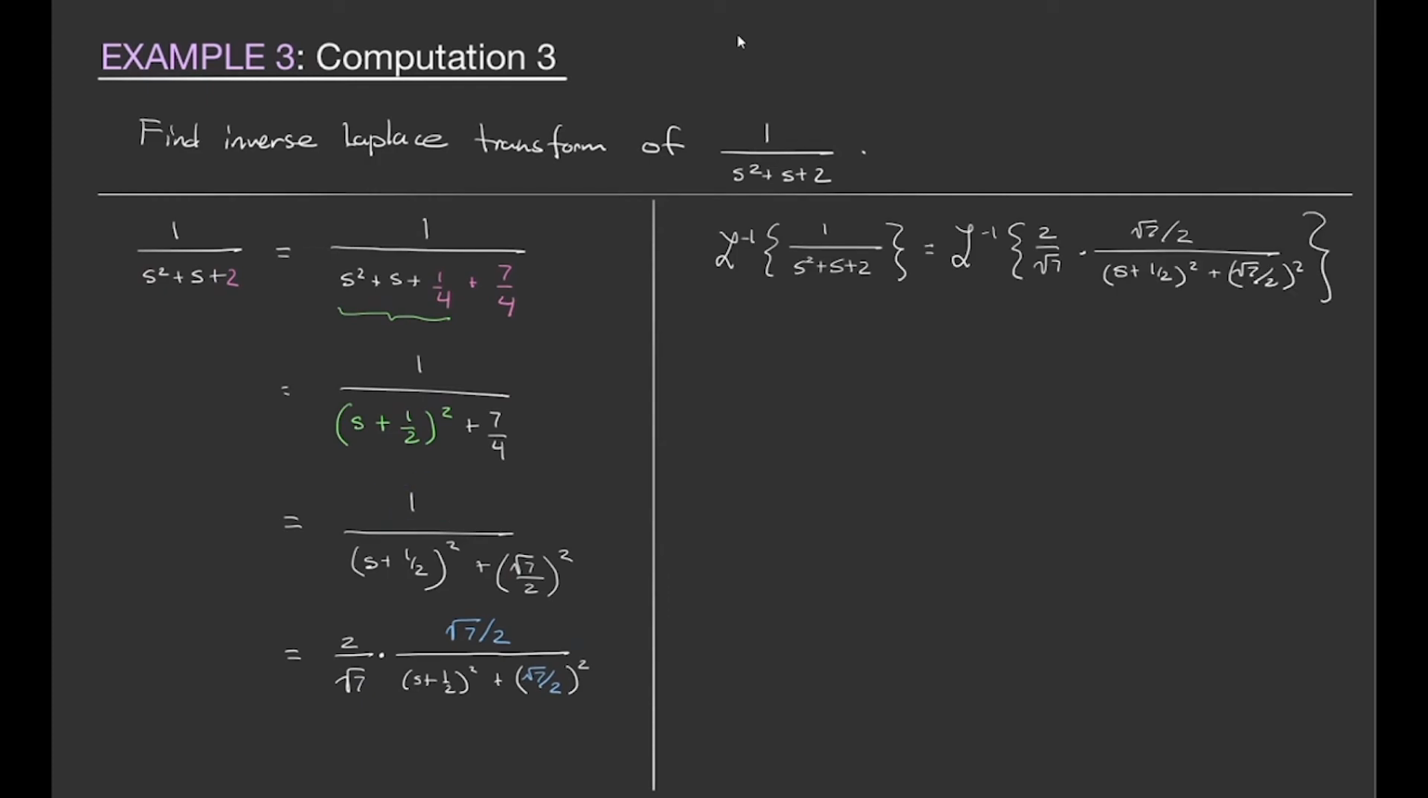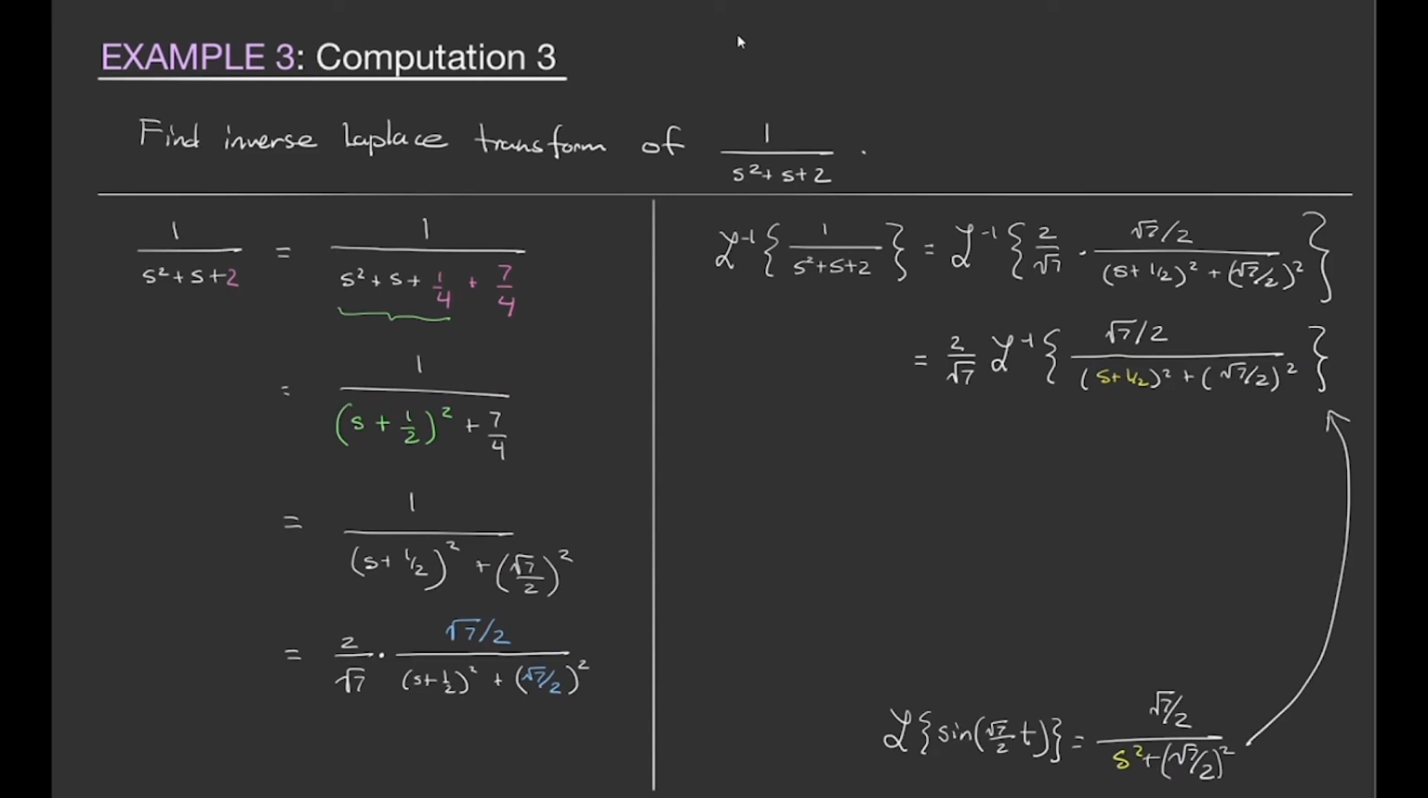Now we take the inverse Laplace transform of both sides, this expression and the rewritten expression. Because the inverse Laplace transform is linear, we're able to pull out the 2 over root 7. And now we make a note that if this were root 7 divided by 2 all over this quantity, and instead of having s plus 1/2, we just had s itself, so s squared, we would be immediately able to say that this was sine of root 7 over 2 times t. However, we have this shift, s plus 1/2.